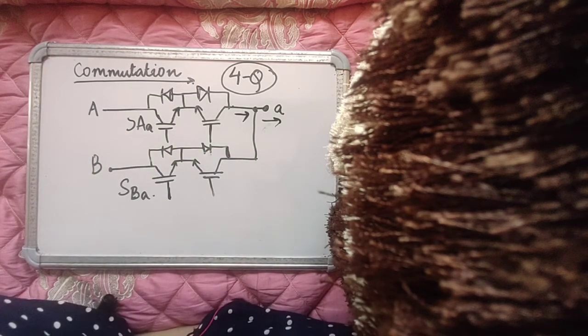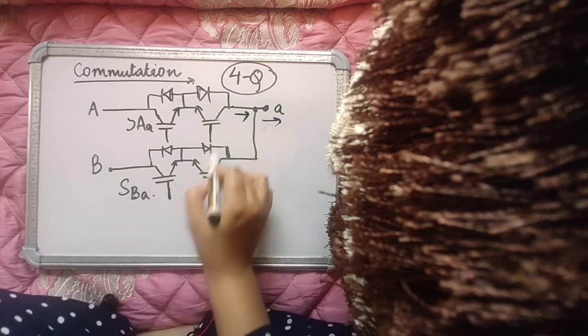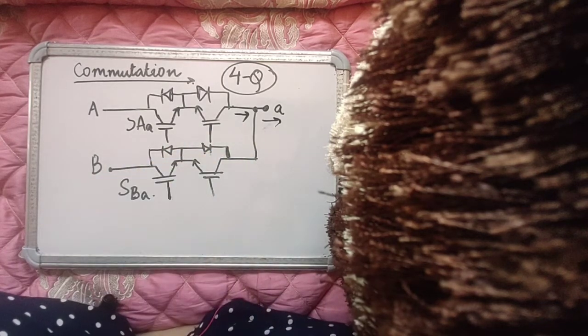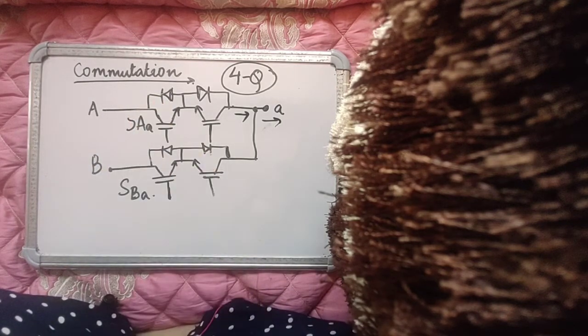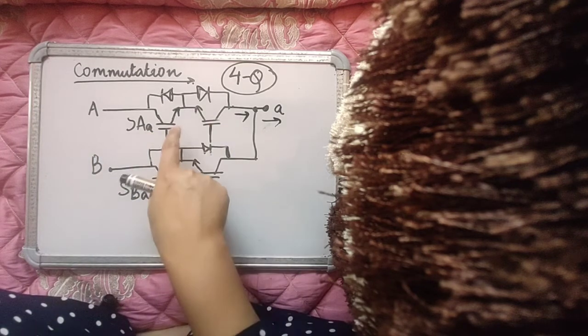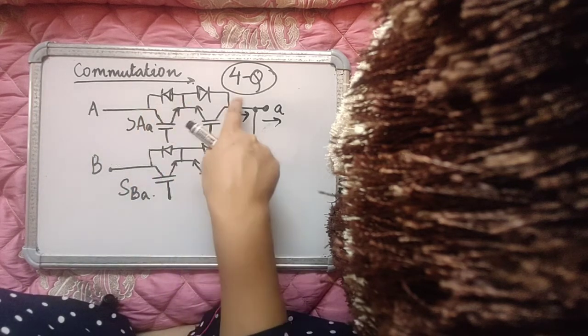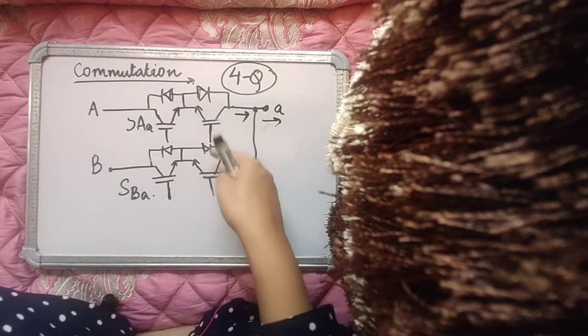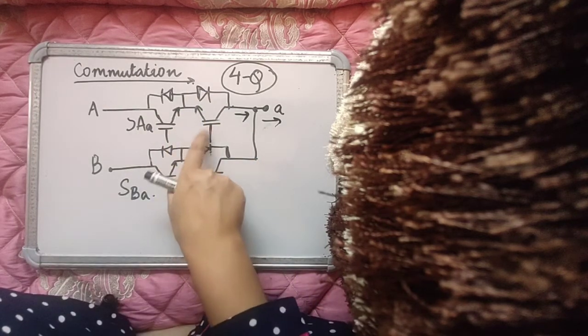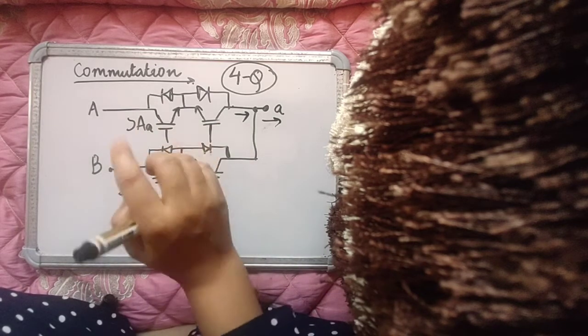The key is that you give separate pulses to all the 4 devices. You don't treat them exactly like one switch, but you treat them as 2 switches, especially during the transfer of current. When they are conducting, suppose this is continuously conducting, you can give the same pulse. But when you have to transfer current from this to this, you have to give a different sequence of pulses to all the 4 devices.